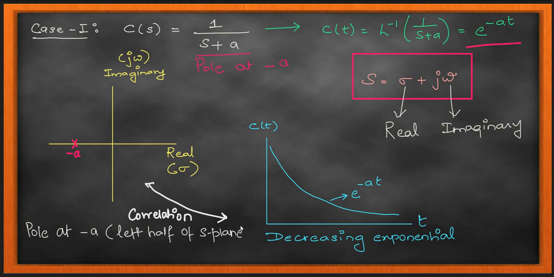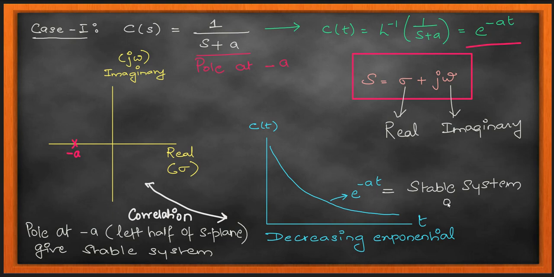So the pole is occupying the left half of the s-plane. This is significant, as we'll be seeing in the later half of the lecture. So I'll just say that my pole is on the left side of the s-plane, and my decreasing exponential is a stable system, because e to the power of minus at tends to 0. After some time, e to the power of minus at is going to become 0. So a decreasing exponential gives a stable system.